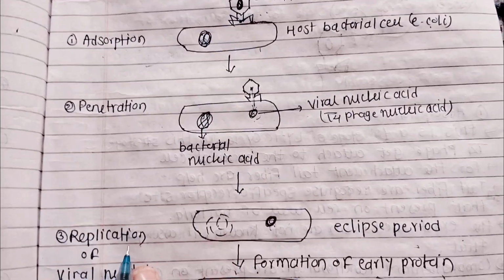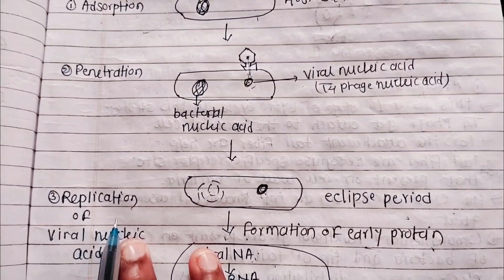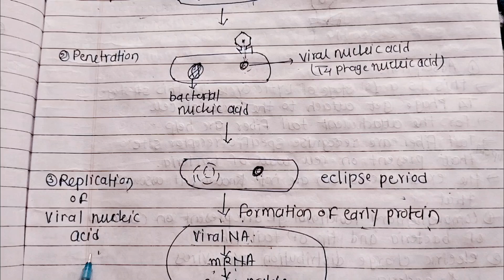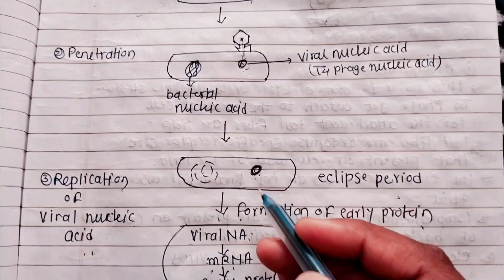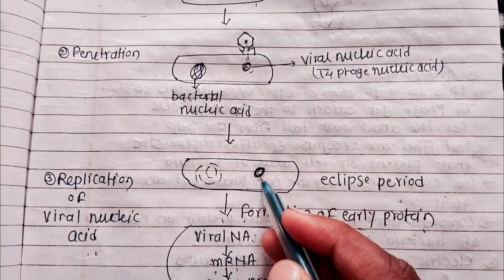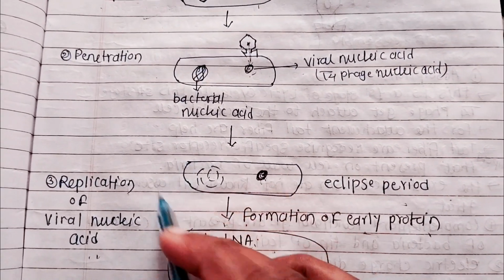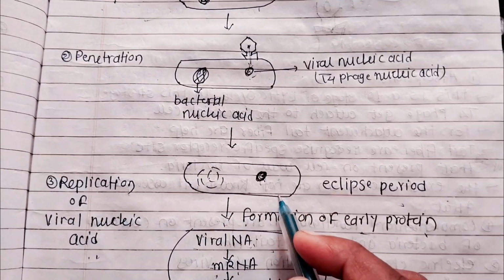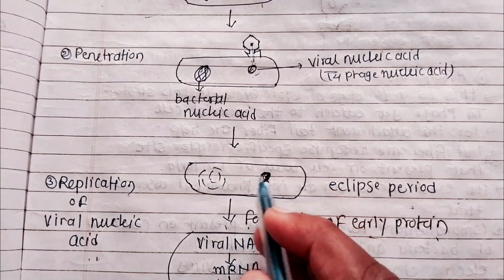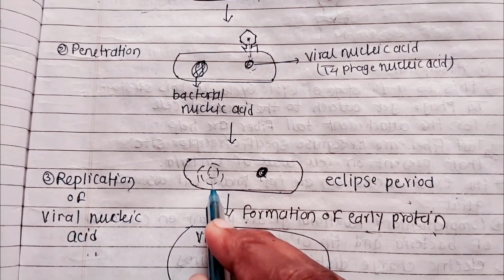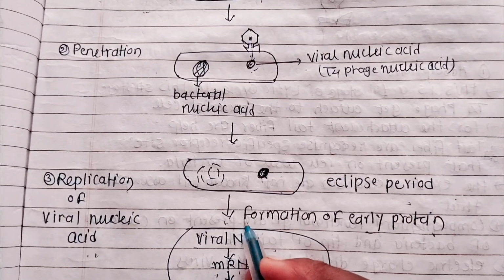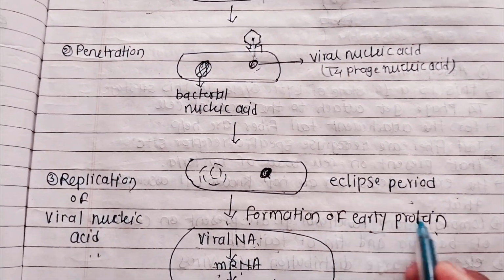Then the third stage is replication. Here, the replication of the viral nucleic acid occurs. When the genome of the bacteriophage gets inside the host, it takes control of the whole mechanism of the host into its hands. So it disturbs the nucleic acid of the bacteria, and this stage is known as the eclipse period. Here, the formation of early protein occurs.